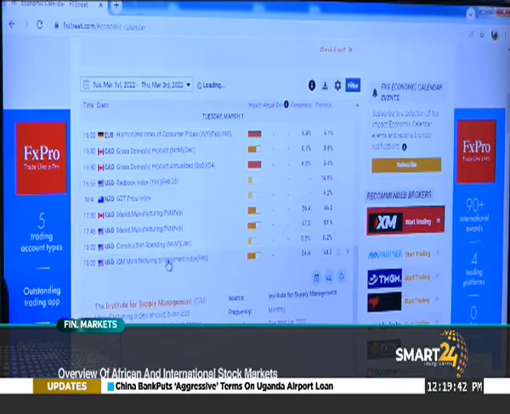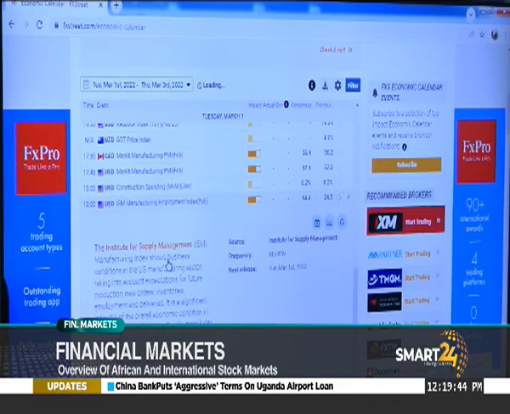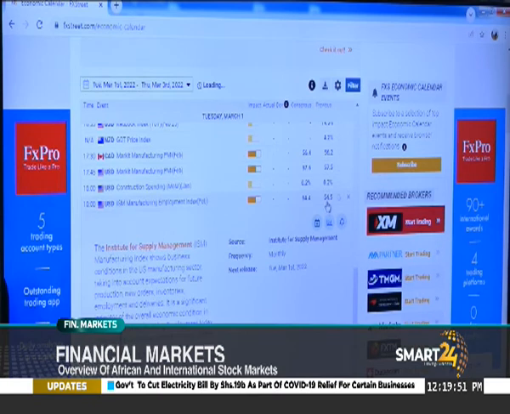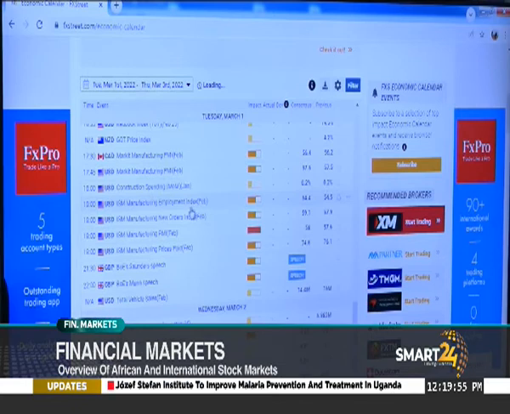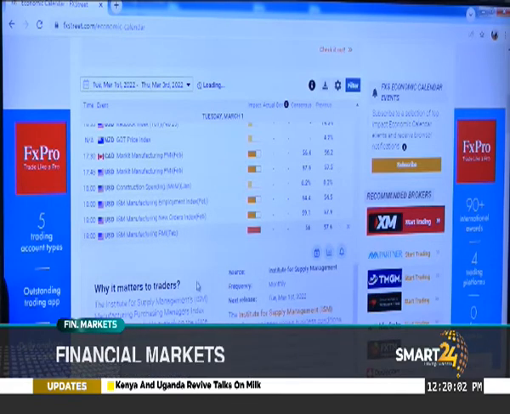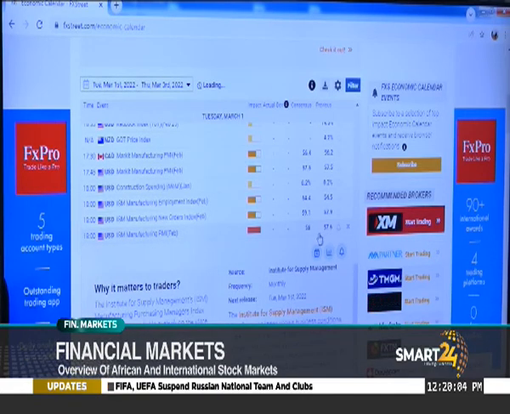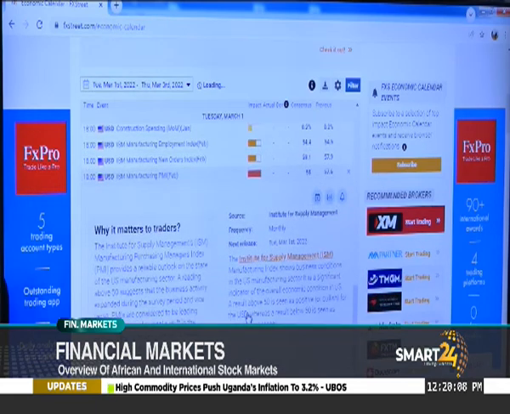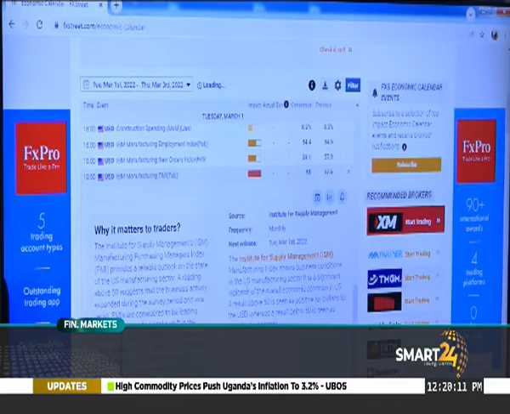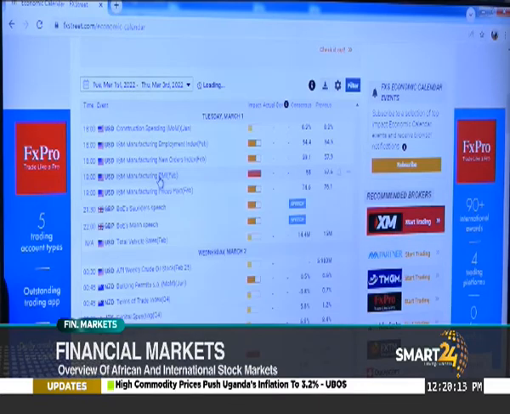But the rest of these, ISM is the Institute of Supply Management. So this one is a low to medium impact event. The previous figure is 54.5, and the expected figure is 54.4, a small reduction there. The very high impact event is the ISM Manufacturing PMI. The previous figure is 57.6, and the consensus is 58. That one is a bit positive for the US dollar.